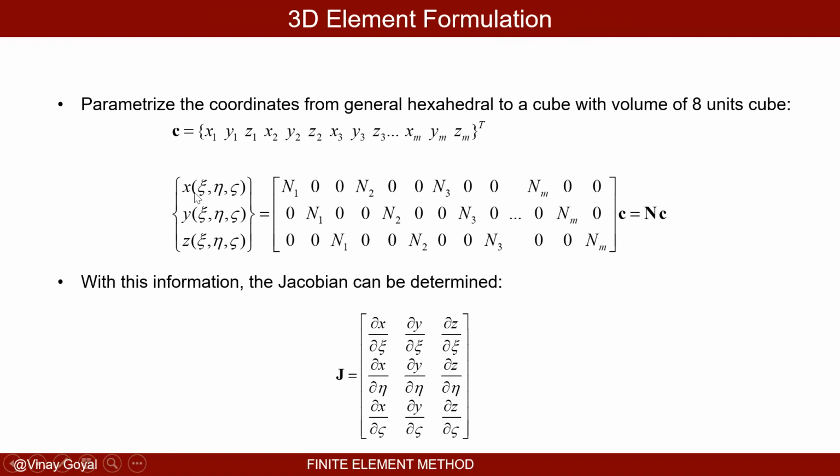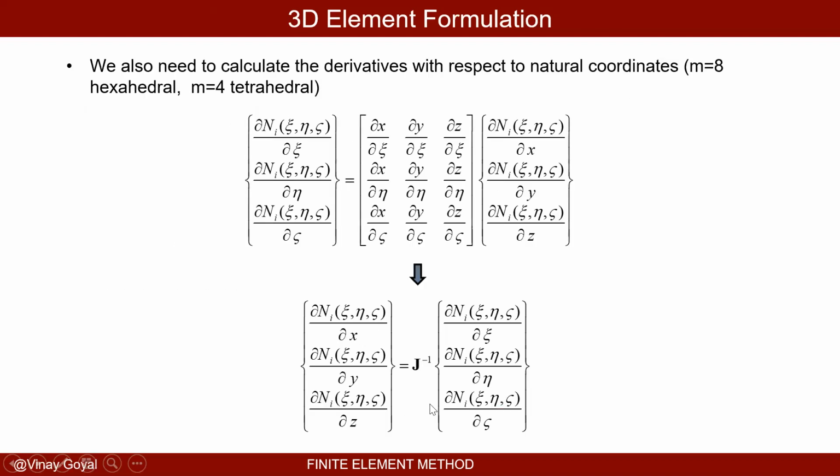So these x, y, and z become equal to N bold times C bold, where that's the vector of nodal coordinates, and I know those values. These are just numbers. With this information, I can then calculate the Jacobian very easily. I can find the derivative of x with respect to psi very easily. All this can be calculated because C bold is all numbers and the shape functions are the same for every element. So I should be able to calculate these derivatives. I did it here.